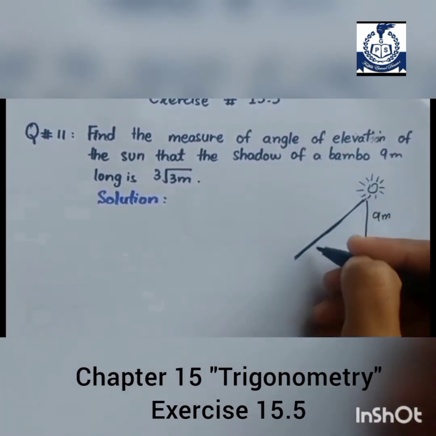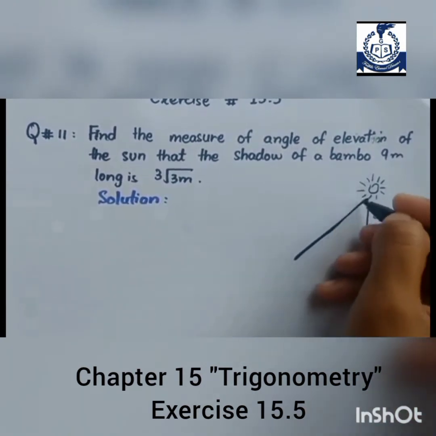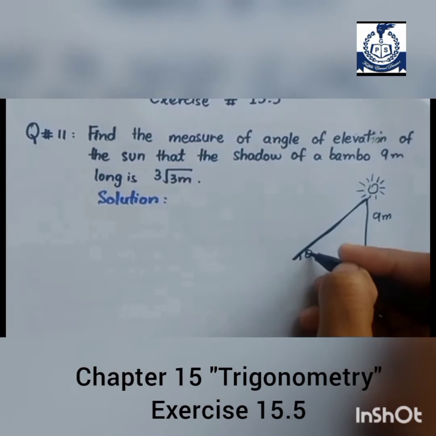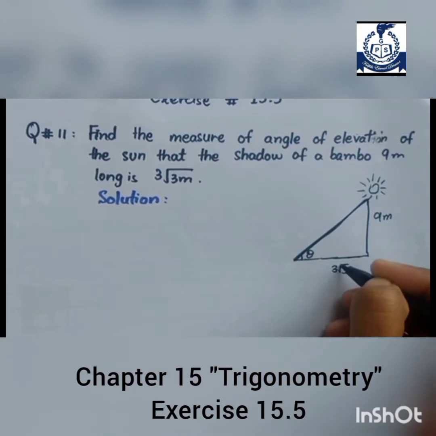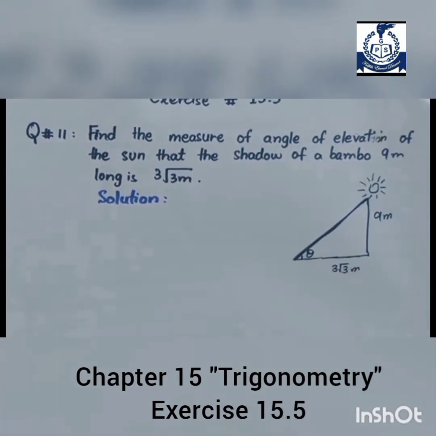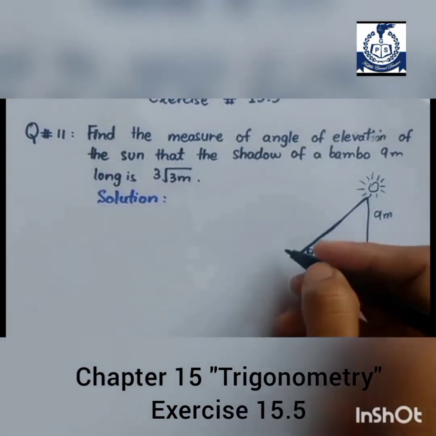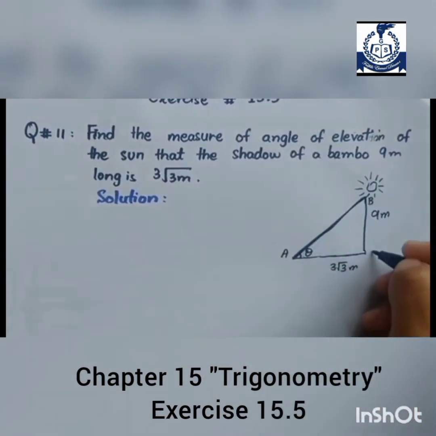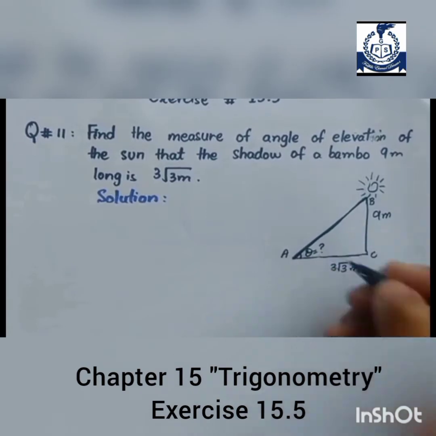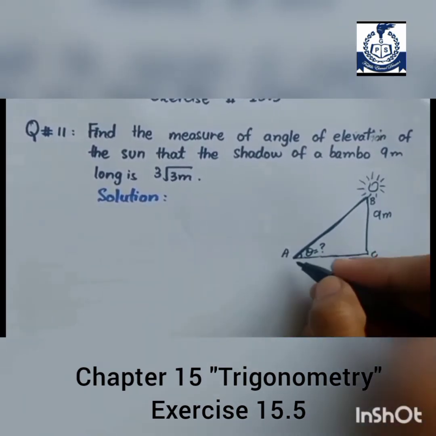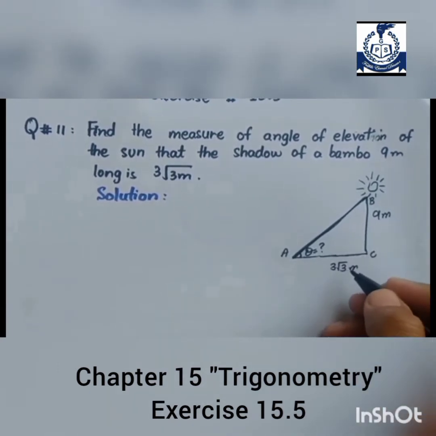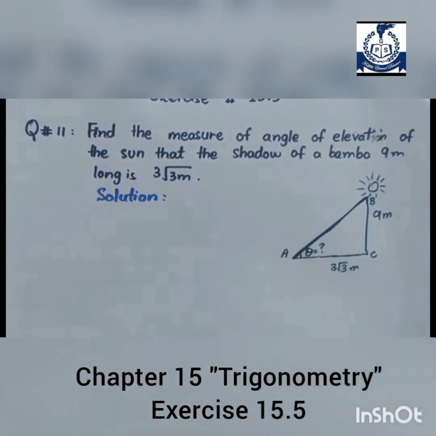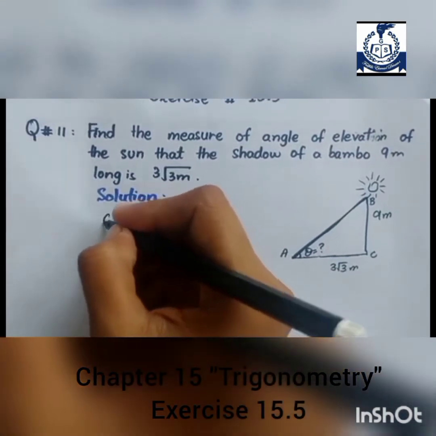Angle of elevation. Here is an angle, theta, which is not given here, and this is the shadow, which is equal to 3 under root 3 meter. So A, B and C, we need to find out the value of theta. We have 9 meter and the second value is 3 under root 3 meter, and we have to find out the value of theta.